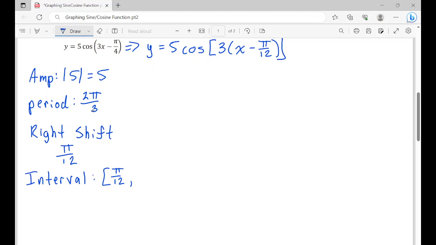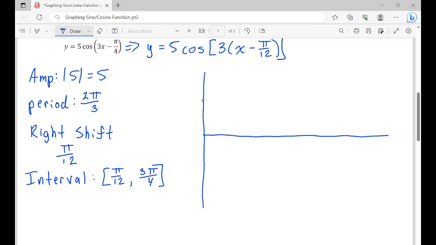And it's going to go 2 pi over 3. So when I add 2 pi over 3 to pi over 12, I'm going to get 3 pi over 4. And so get it all set up and ready. The amplitude is 5, and there is no up or down shift. So I'm just going to say that this is a 5 up here, and this is a -5 down here.